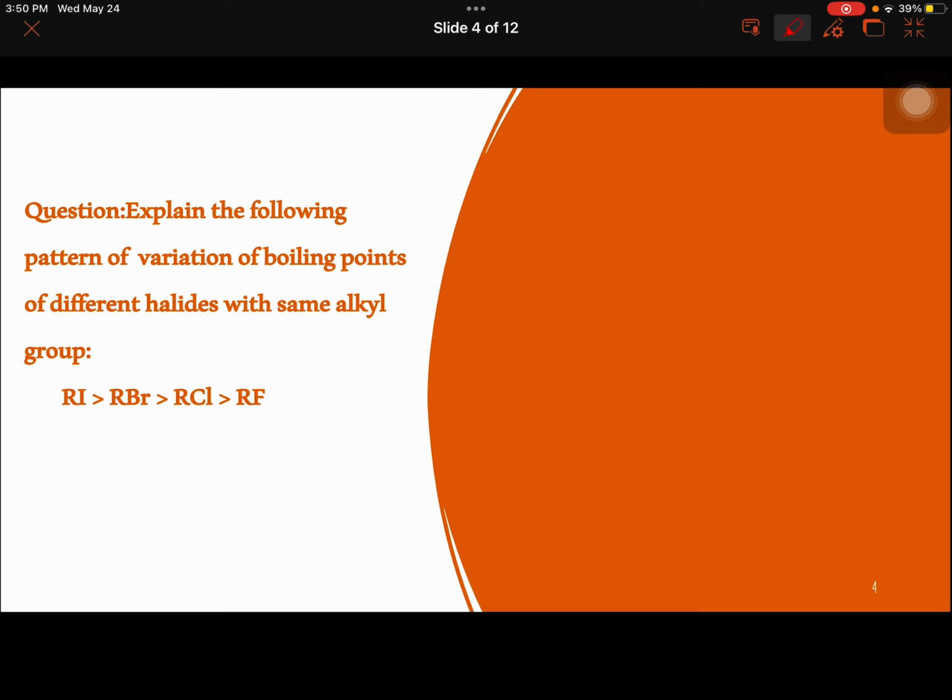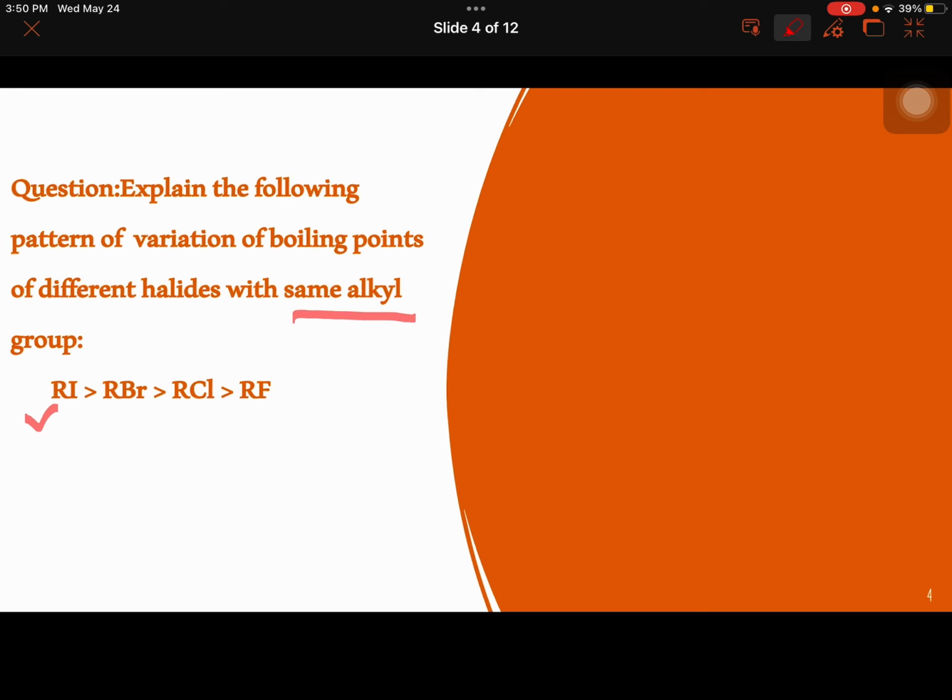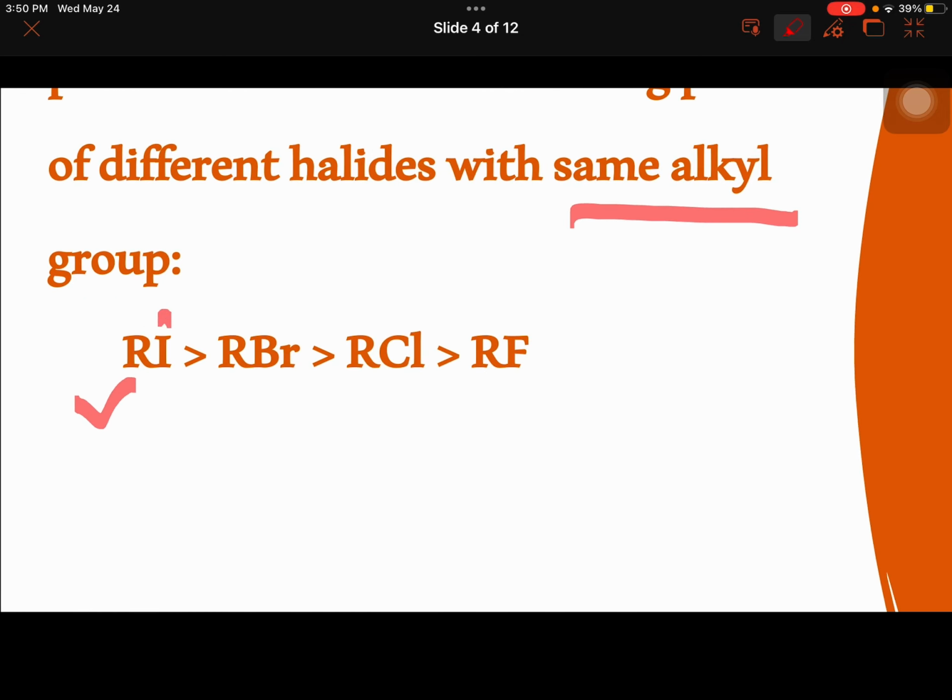Next question is: explain the following pattern of variation of boiling points of different halides with the same alkyl group. If I take a methyl group, in all the four it will be methyl group. If I take isobutyl, in all the four it has to be the same alkyl group. Only then I can compare and justify the trend, that I am changing the halide but keeping the R group the same. So whatever variation is coming, that is coming because of the halide. Now this is very clear here: the iodide has the highest boiling point and fluoride has the lowest.